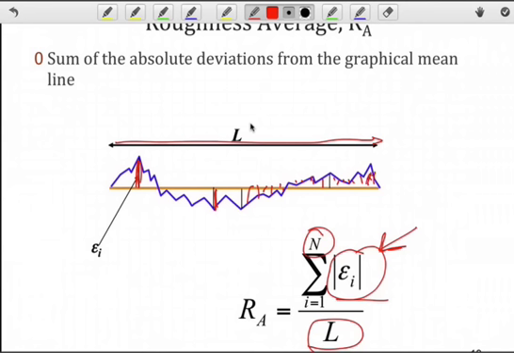So it really is a measure of area, the top. And then we divide through by L, so we've got a length average, because L is in the denominator, an average deviation from that graphical mean line. Notice we're not trying to locate it at the nominal, just parallel to the nominal.